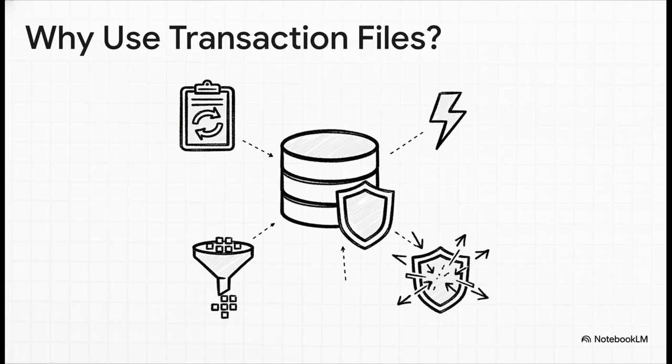And why bother with two files? Well, for one, it's way faster to write to a small temporary file. It also protects your huge, important master file from being constantly messed with, which lowers the risk of something going wrong. Then, at the end of the day, you can process all those changes at once, which is super efficient. And as a bonus, that transaction file gives you a perfect log of everything that changed.